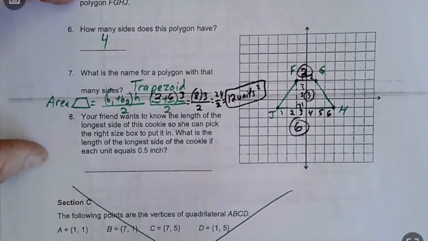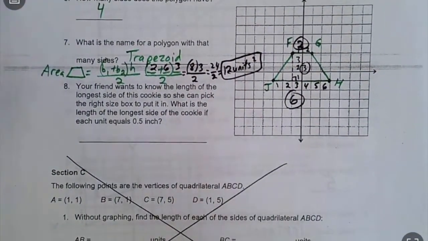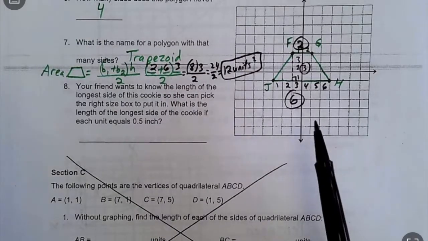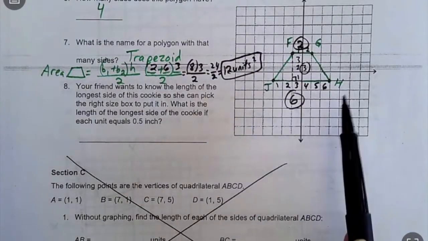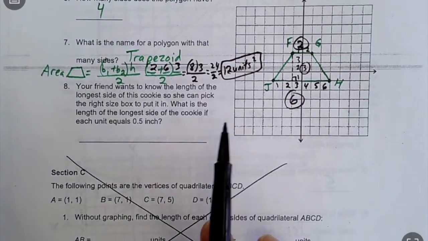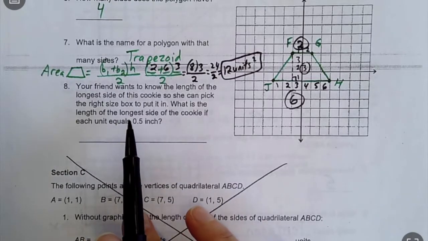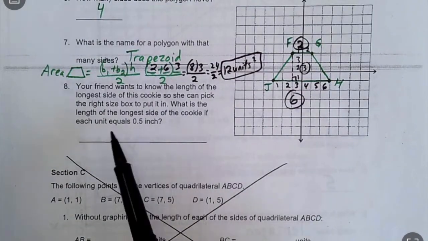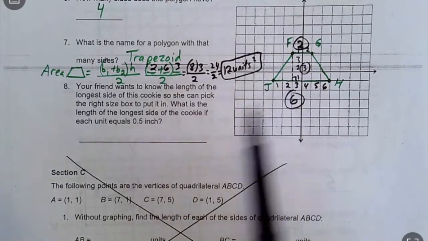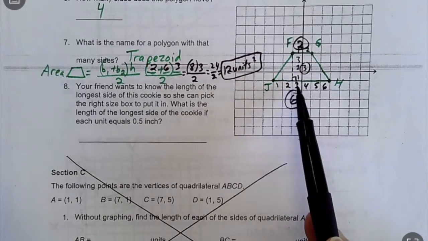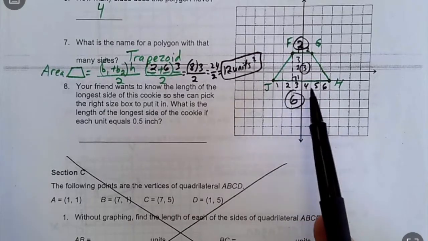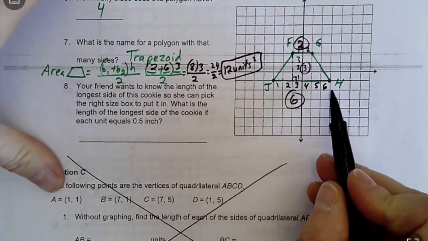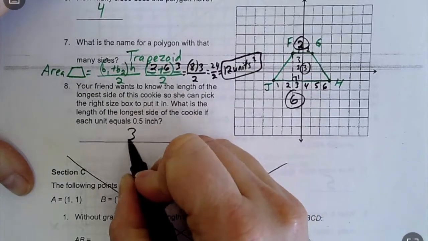Your friend wants to know the length of the longest side of the cookie so that she can pick the right size box. In other words, she's got to make sure this cookie fits in the box. What is the length of the longest side of the cookie? Well, you should be able to tell the length is 6. What if each unit equals ½ inch instead of each unit equaling 1? So instead of this being 6, this would be 3 inches.